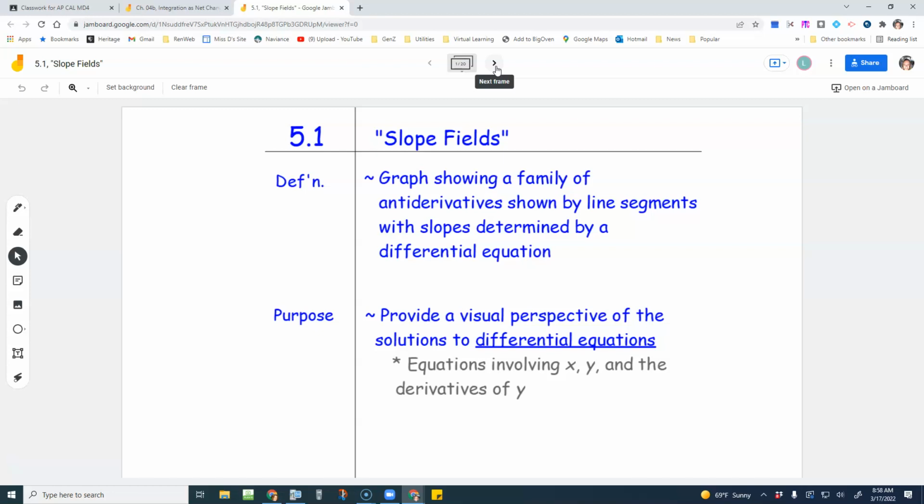Section 5.1, slope fields. Minimal effort with a microphone, maximum output. So, very beginning, definition, it says, a graph showing a family, aw shucks, a family. Question.